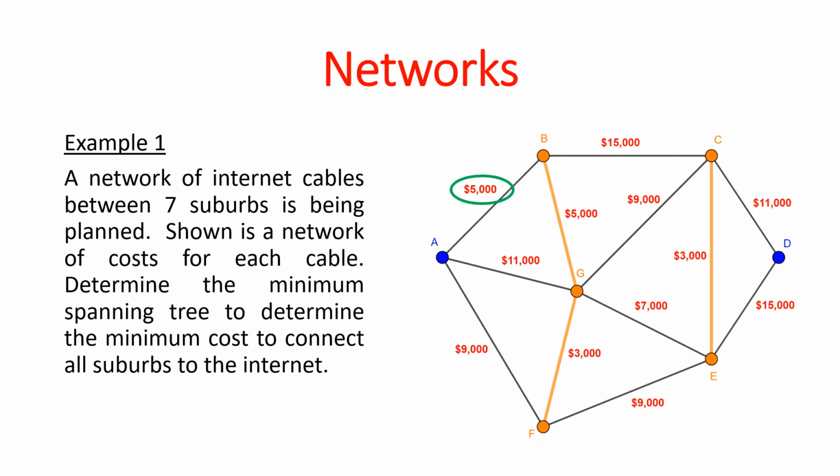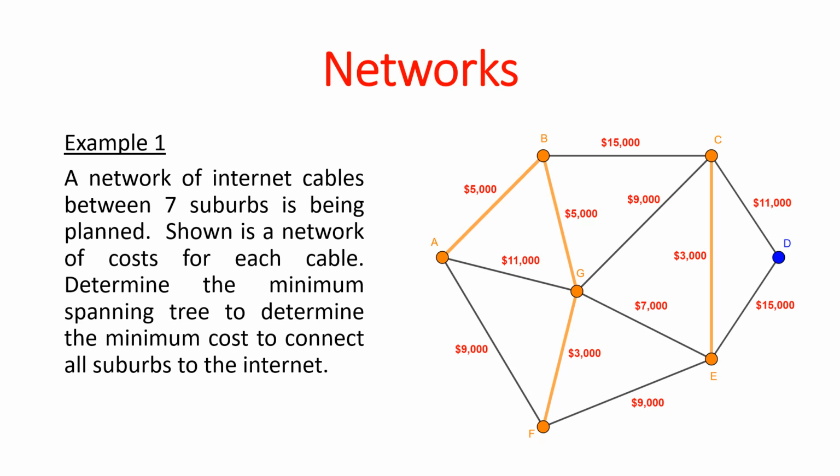The next lowest cost is the other 5,000. So I'm going to now connect suburb B to suburb A with that $5,000 cable. And now suburbs A, B, G, and F are all connected. Suburbs C and E are connected, but they're separate. They're not connected to the other 4 yet.